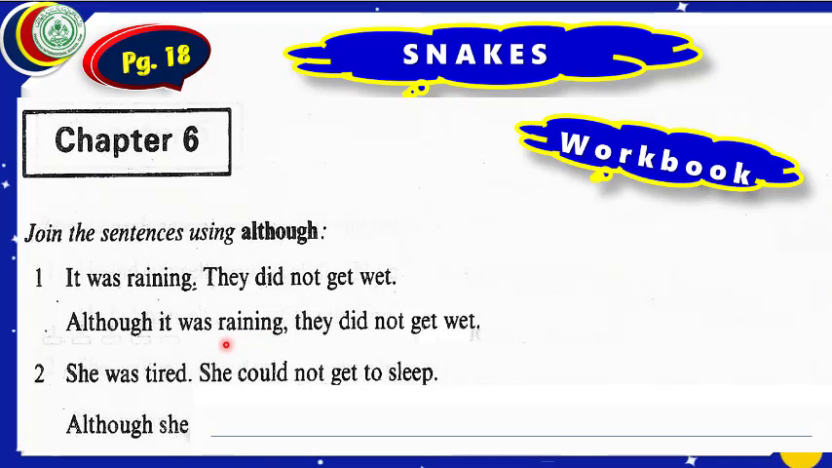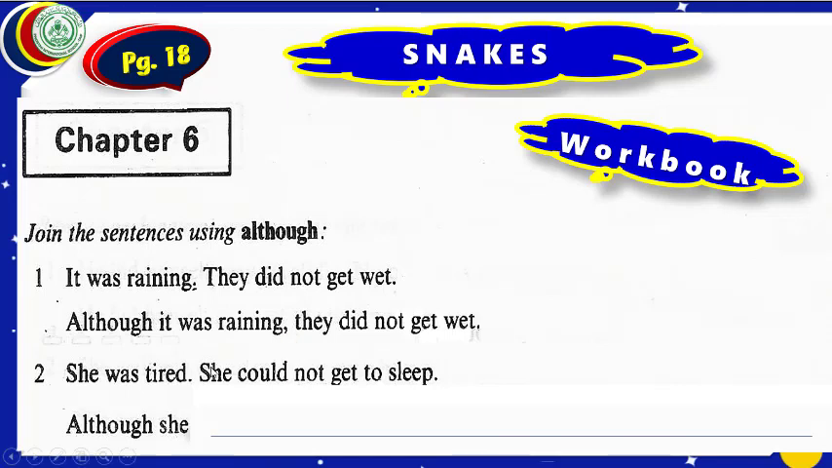Dear students, it is worth noting that in the answer, first of all, it is written although. After writing although, the first sentence is written, then a comma. After that, the second sentence is written. Yes, students, if you recall, you will remember that you have done the same thing in an exercise of your book. This is the same thing that you have to do here again.